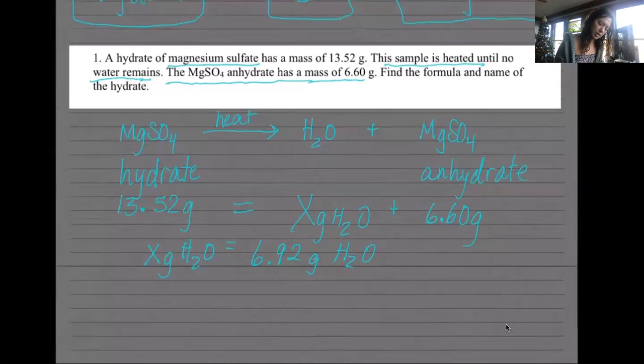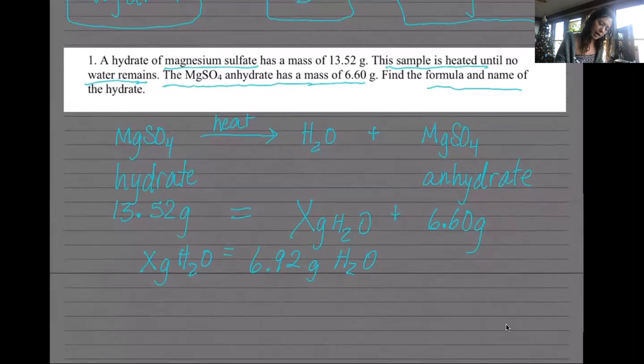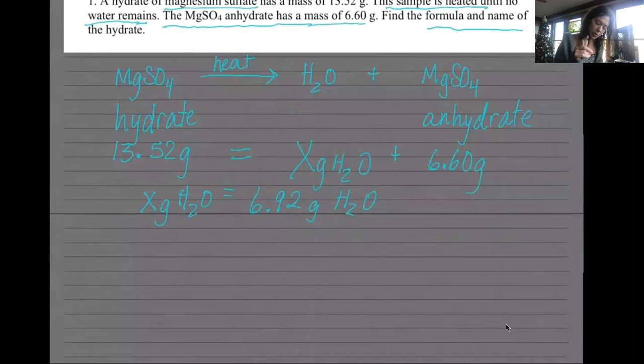Remember, I'm trying to figure out the formula and name. So I need to know what that number is, right? And we said that the number is equal to the moles of water divided by the moles of anhydrate, okay? Now, let's get our moles of water. You need to label everything. It really makes your work a lot easier.